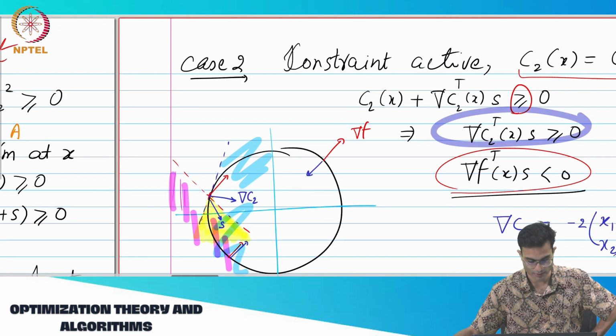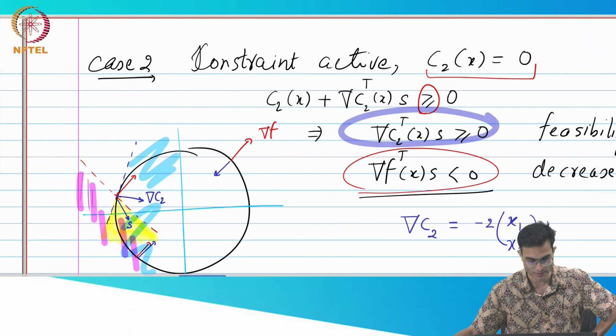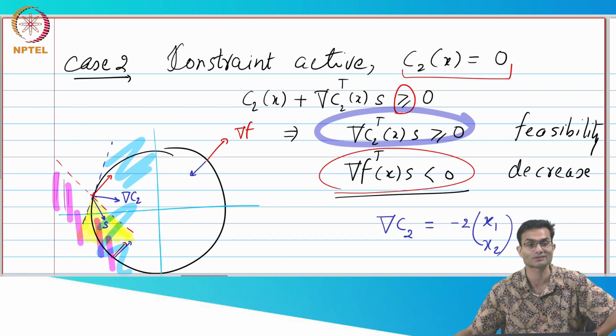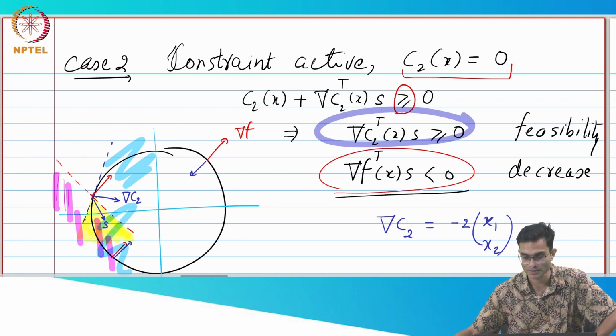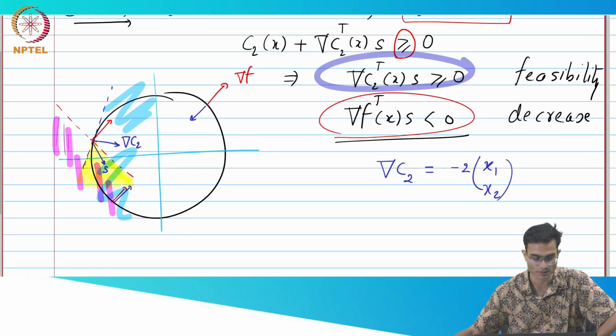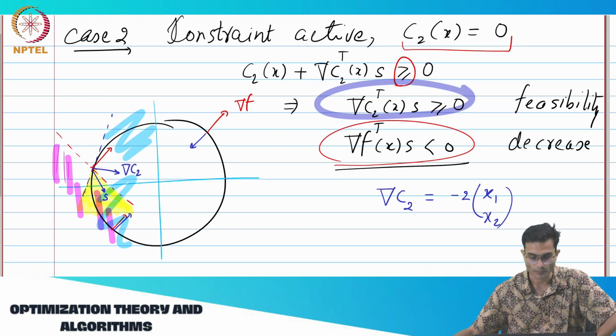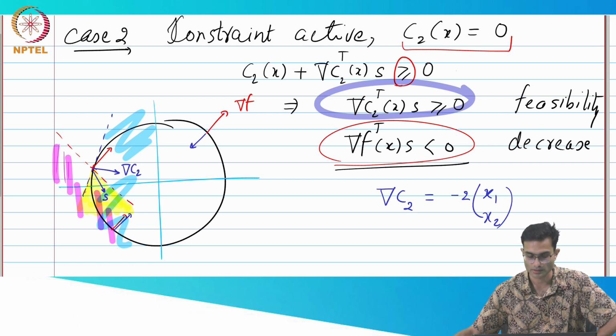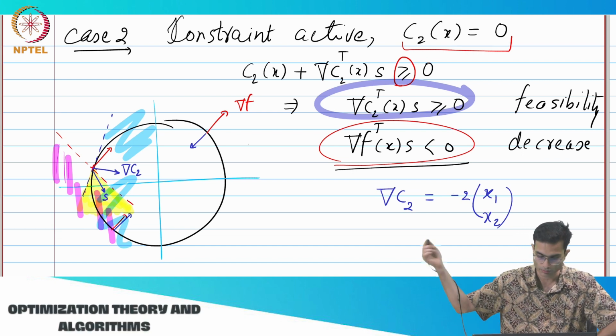Then we said, let's look at the second case. The second case is where the constraint is active. That means C2 of x is identically equal to 0, which means I'm at the boundary. Now when I'm at the boundary, we have both things to look at. One is feasibility, which came from this equation. Second is decrease.